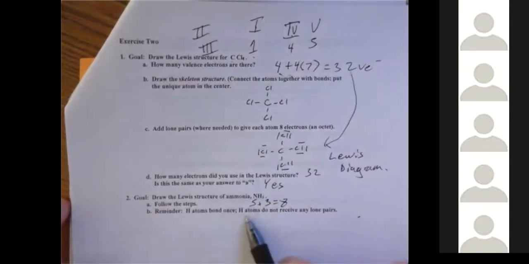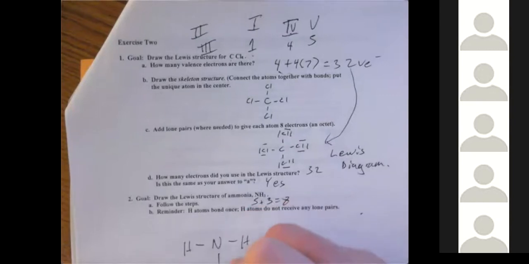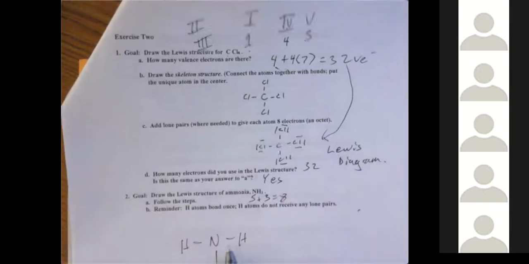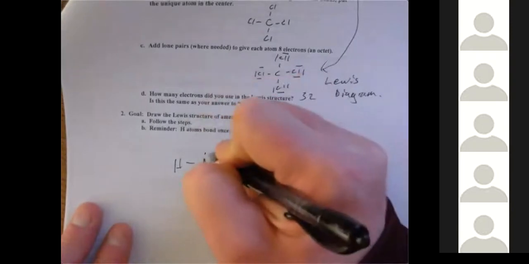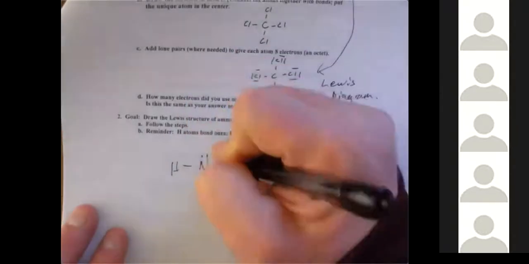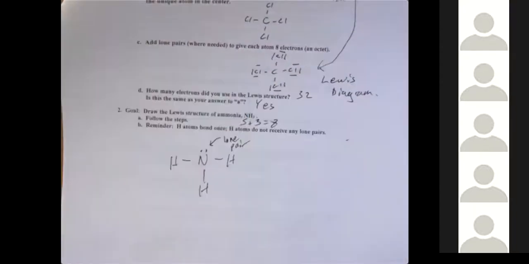It says, remember, hydrogens bond once. Hydrogen atoms do not receive any lone pairs. Who's going in the center? NH3. Which one is unique? The nitrogen, said in class. So that means hydrogens are going around it. Hydrogens only bond one time. They don't need an octet. We have 8 available. Here is 2, 4, 6. And that nitrogen is going to get that lone pair.